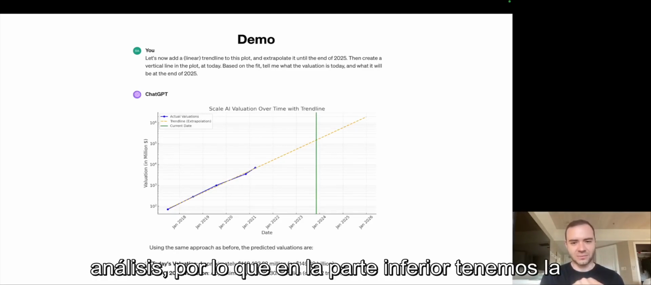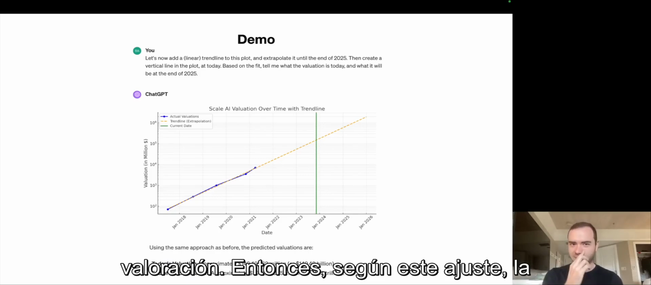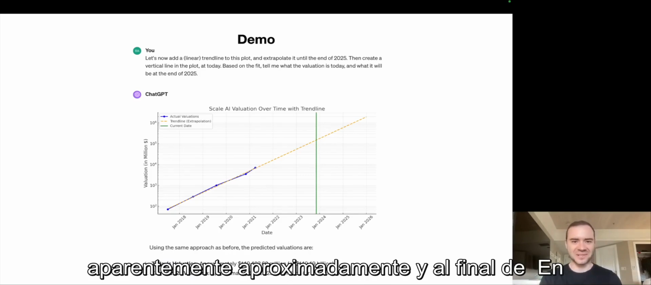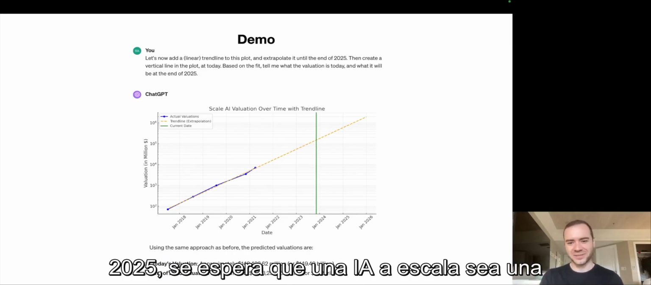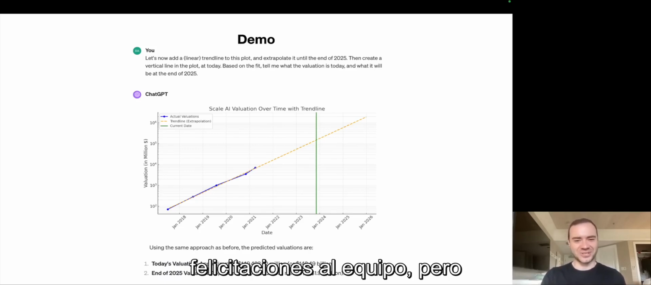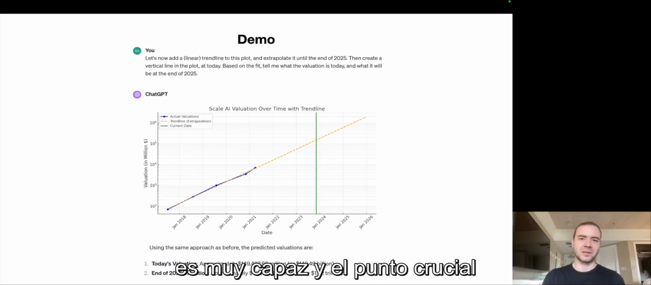So on the bottom, we have the date, we've extrapolated, and this is the valuation. Based on this fit, today's valuation is 150 billion, apparently, roughly. And at the end of 2025, Scale AI is expected to be a $2 trillion company. So congratulations to the team. But this is the kind of analysis that ChatGPT is very capable of.